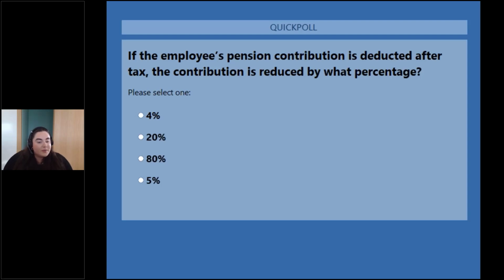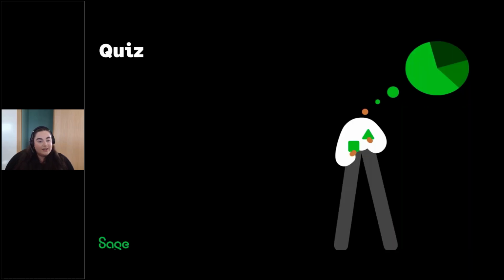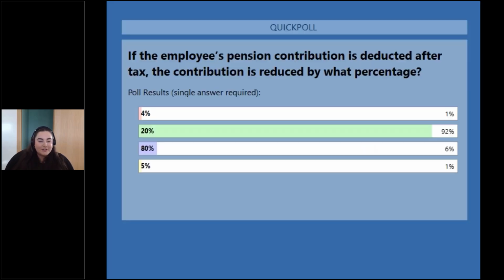Great, and I'll share those now as well. So I'll close that poll down and share those results. Lots of percentages going on here. So 1% of you have said 4%, 92% of you have said 20%, 6% have said 80, and 1% have said 5. Correct answer is 20%. So well done to 92% of you who've said that. That's because in a scheme that deducts after tax, there's the 20% basic tax relief. So it's reduced by 20%. So the contribution rate does end up being 80% of what your scheme rate is set up to be. Those answers were kind of to throw you off a little bit. So well done to those of you who got 20%.